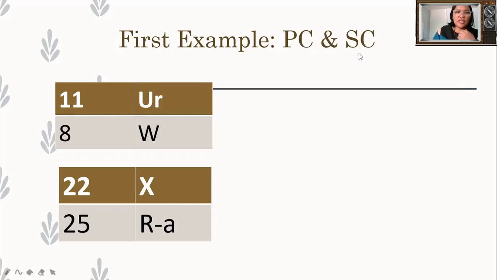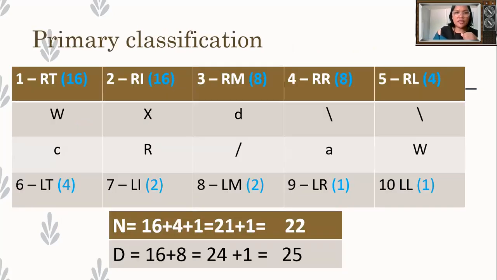So PC and SC. We will take it step by step. So 11 over 8, then U over W, UR over W. So this is how you would write it. 22 over 25, then X over R dash A. So these are the answers now for the primary and secondary classification.